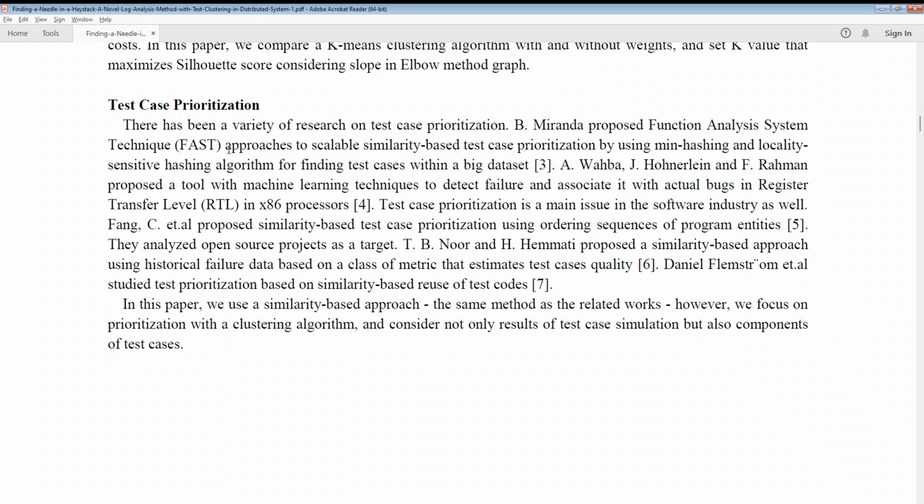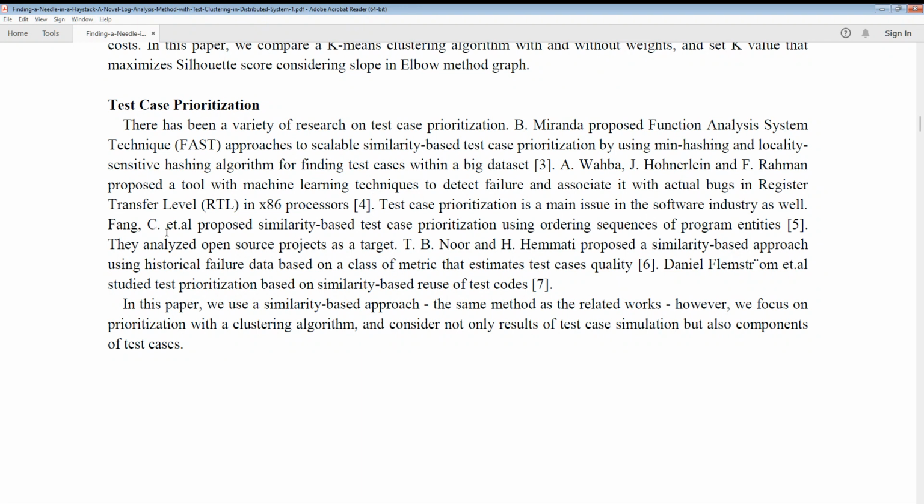A. Wahba, J. O'Neill, Lane, and F. Rahman proposed a tool with machine learning techniques to detect failures and associate them with the actual bugs at the register transfer level in x86 processors. So test case prioritization is a main issue in the software industry as well.